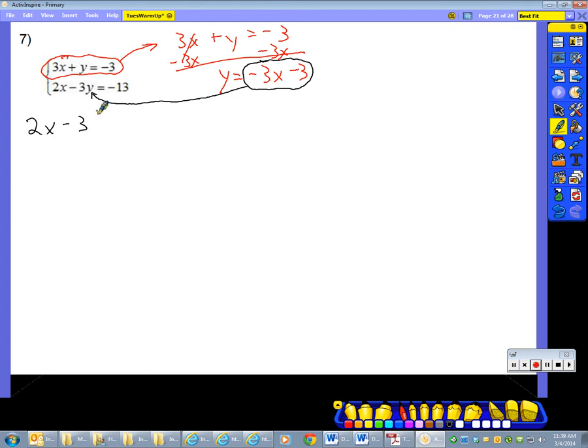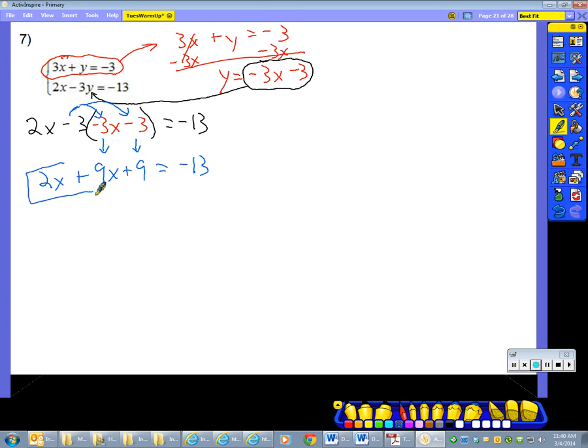2x minus 3, open parentheses, in its place I'm going to put negative 3x minus 3, close the parentheses, equals negative 13. So now I'll just solve this. Let me solve it in blue. A negative 3 times a negative 3x is going to be a positive 9x, and a negative 3 times a negative 3 is a positive 9, and then I'm just going to write the rest of the equation.